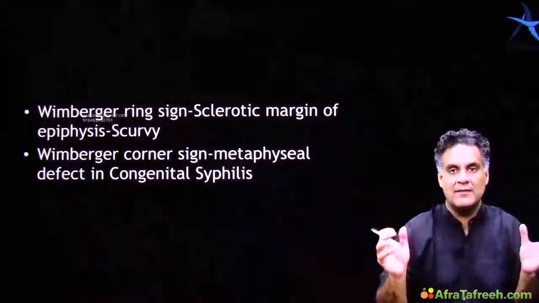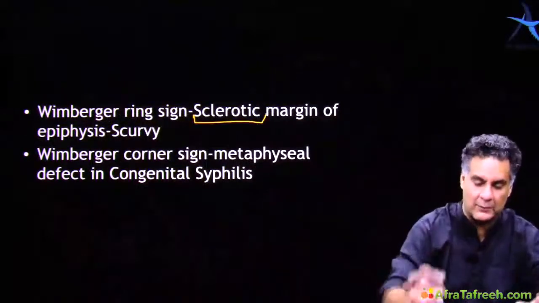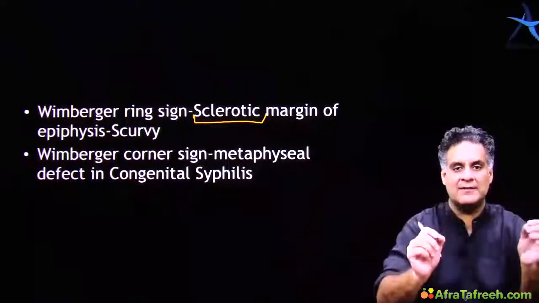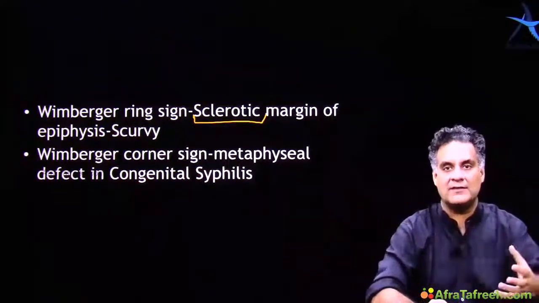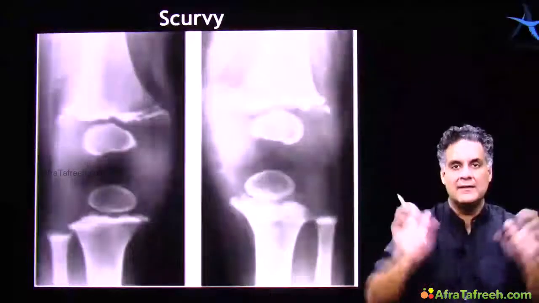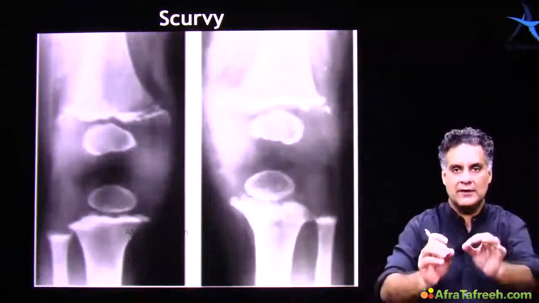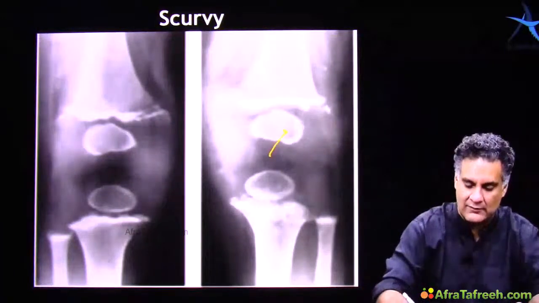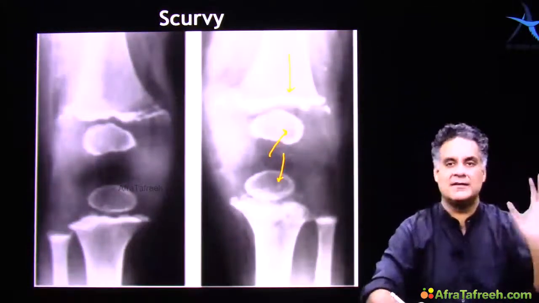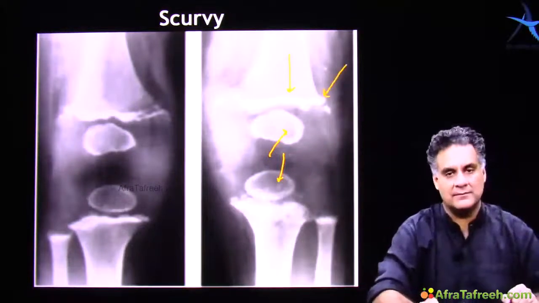So scurvy: Wimberger ring sign, sclerotic margins of the epiphysis. Remember the word sclerotic. So in scurvy, the sclerotic margin of the epiphysis is called the Wimberger ring sign. A synonymous Wimberger corner sign is seen in metaphyseal defect in syphilis. Now this is scurvy, widening rickets, whitening scurvy. And then the white line of Frankel is always seen in scurvy. What is the white line of Frankel? White line at the metaphysis.